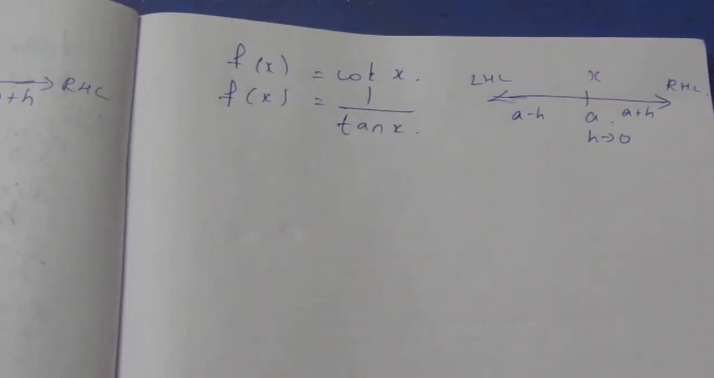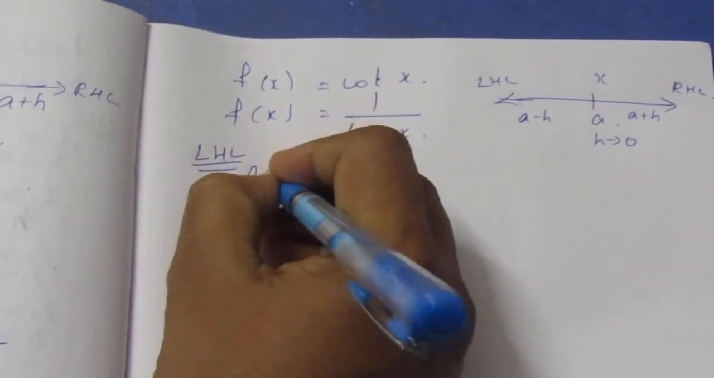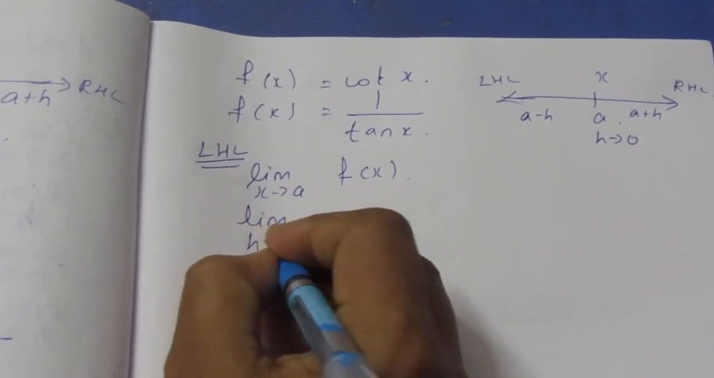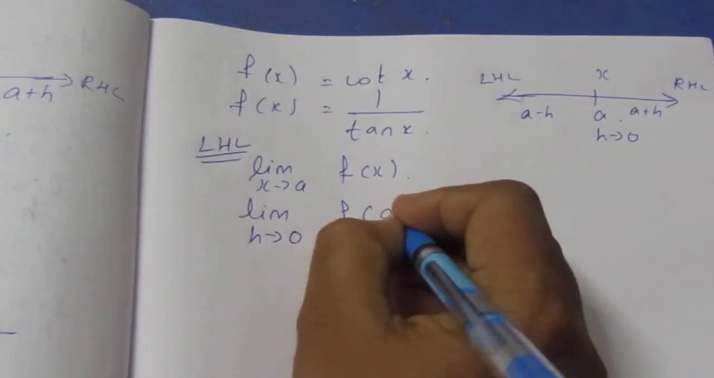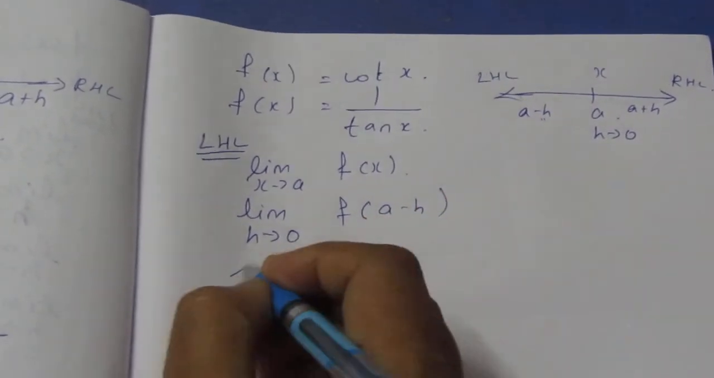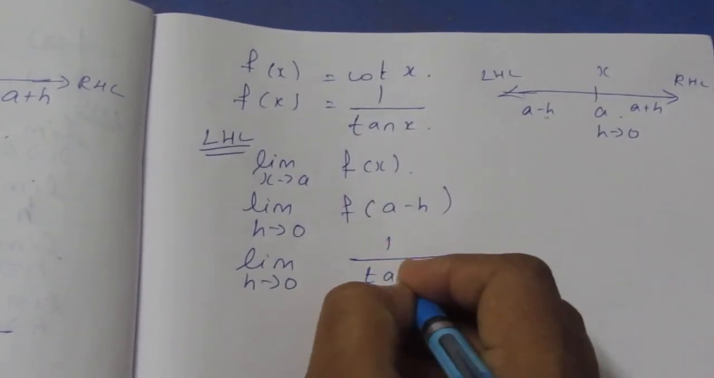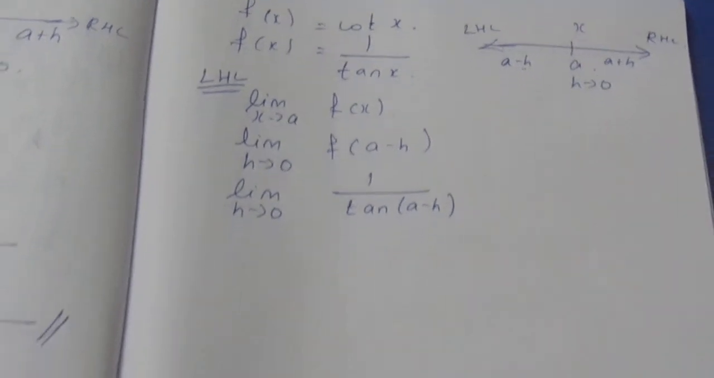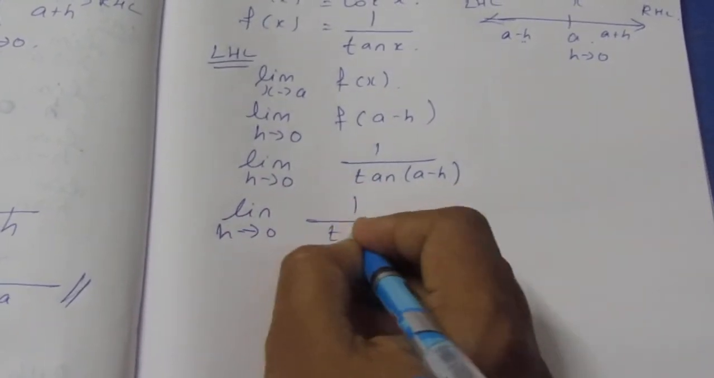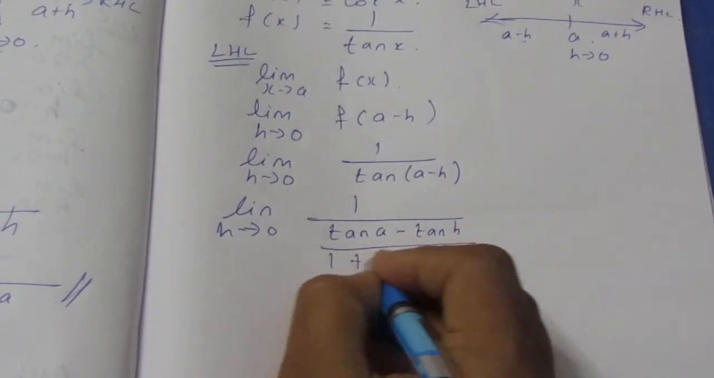The same pattern we need to continue here. We are going to take the left hand limit. Here left hand limit is limit x tends to a minus f of x. Here limit h tends to 0, I can take this to be a minus h in case of the left hand side. This can be written as 1 by tan a minus h. Here we have a formula for tan a minus b. Tan a minus b is nothing but tan a minus tan b by 1 plus tan a tan b.